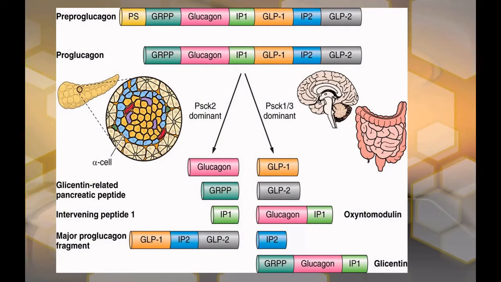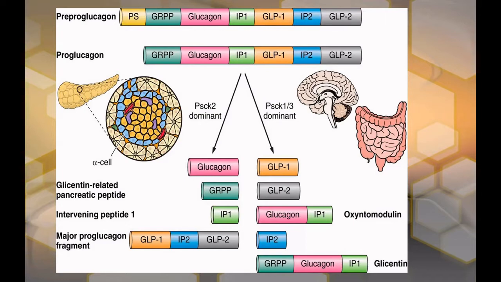post-translationally modified by convertases to different peptides, where you can see two major fractions of peptide fragments that are formed. One is through the PCSK2 dominant pathway, which is most commonly found in the pancreas. In that you can see glucagon, glicentin-related pancreatic peptide or GRPP, intervening peptide, and major pro-glucagon fragment.